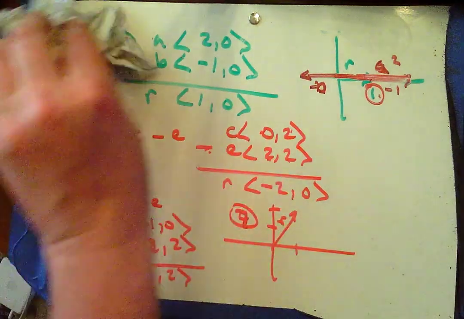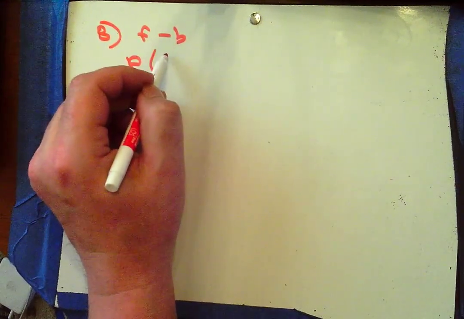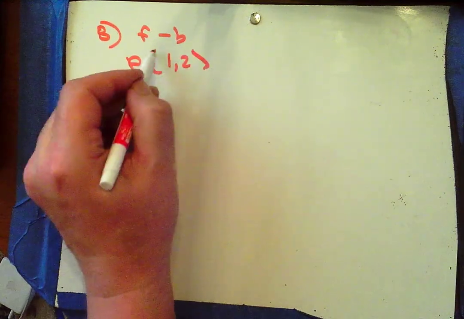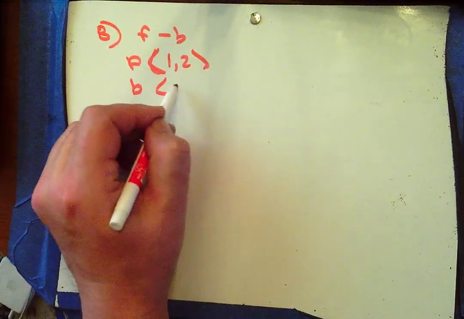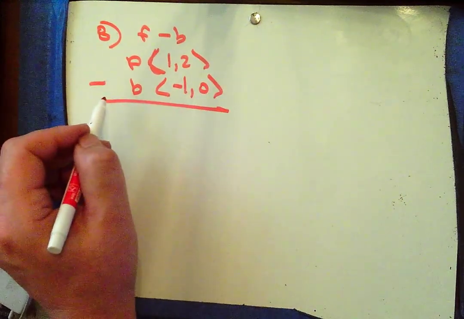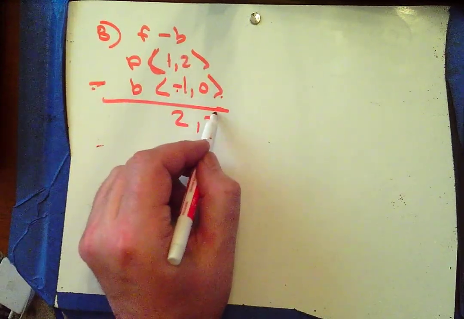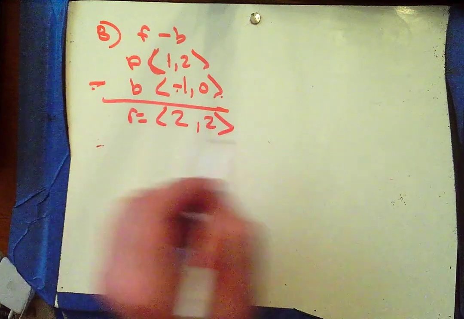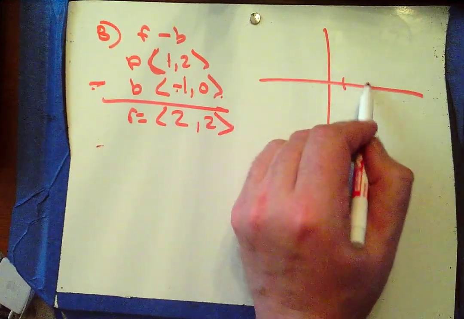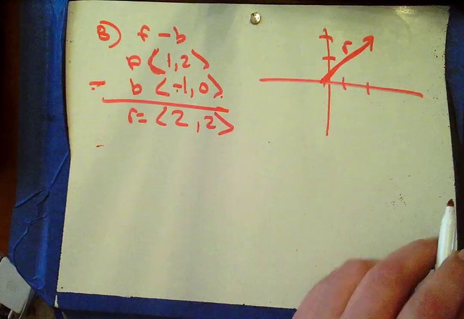Problem number 8, F minus B. F is 1, 2. B is negative 1, 0. And I'm subtracting. 1 minus a negative 1 is 2. 2 minus 0 is 2. There's my resultant vector, and a sketch of that resultant vector is R. I go over 2 and up 2.